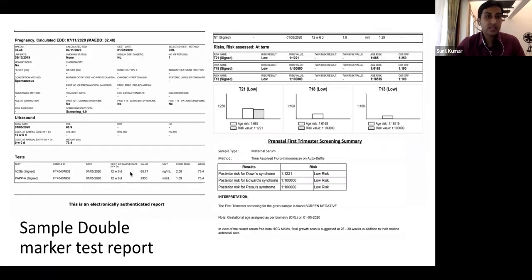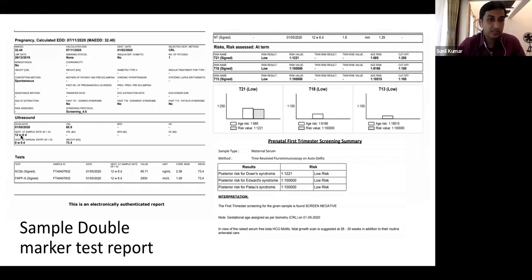Then we have this sample report of a double marker test. I showed the quadruple marker earlier; this is a double marker test, and this is how it comes. We have the patient demographics here: age, height, weight, then maternal factors like diabetes, hypertension, all these things. Then the scan is also included here.